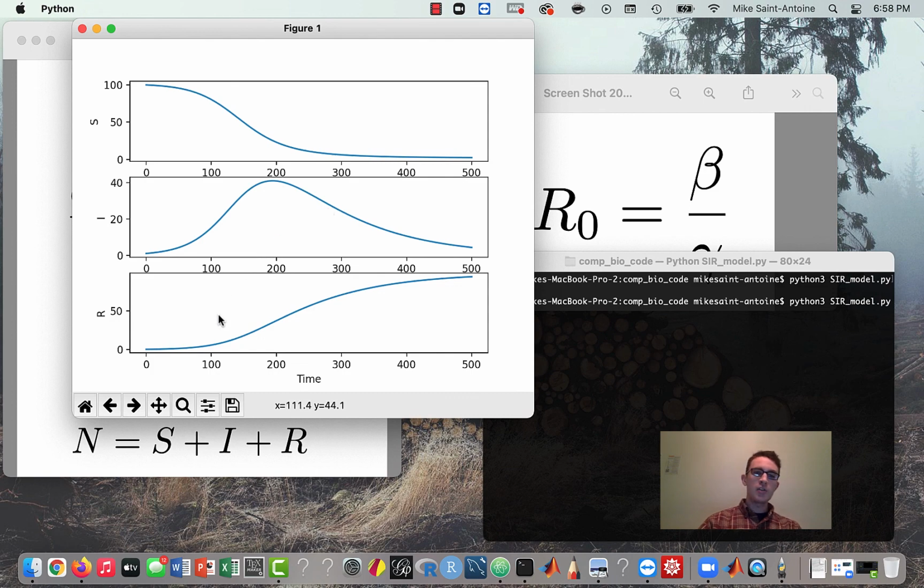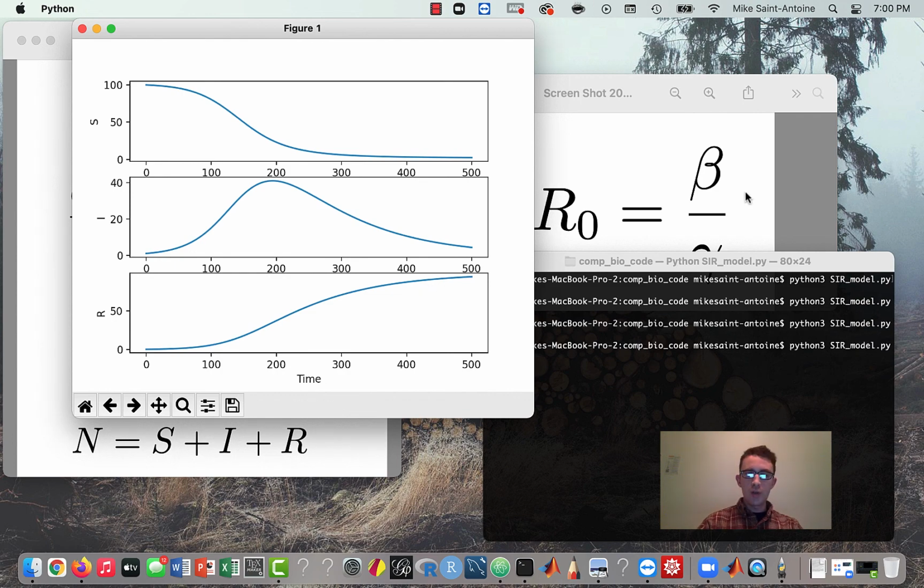And then lastly, in this model for this parameter set, everyone eventually is going to end up in the removed category, meaning you either got the disease and you recovered, or you ended up dying, and we're still counting you even after you're dead in this removed category.